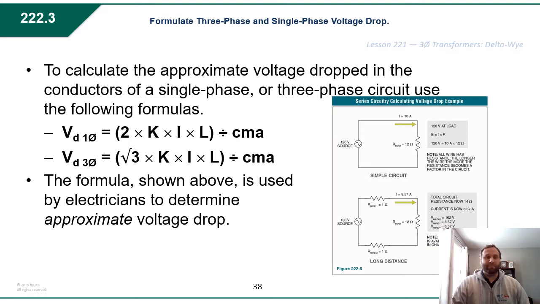For voltage drop, you will be required to know voltage drop formulas. Voltage drop for three-phase is just a little bit different than voltage drop for single-phase. Remember, voltage drop for single-phase was 2 times K times I times L divided by the CMA, 2KIL over CMA. For three-phase circuits, it's square root of 3 KIL over CMA, or square root of 3 times K times I times L.